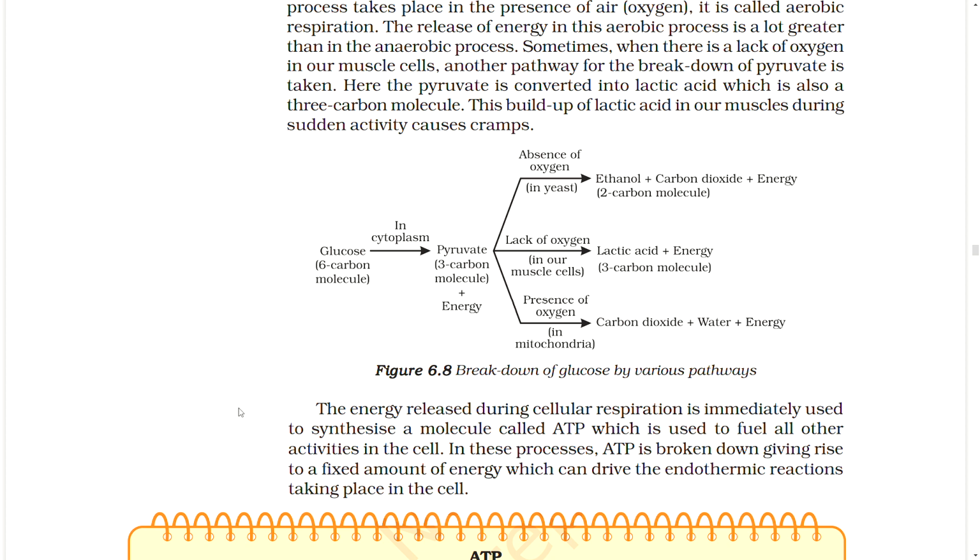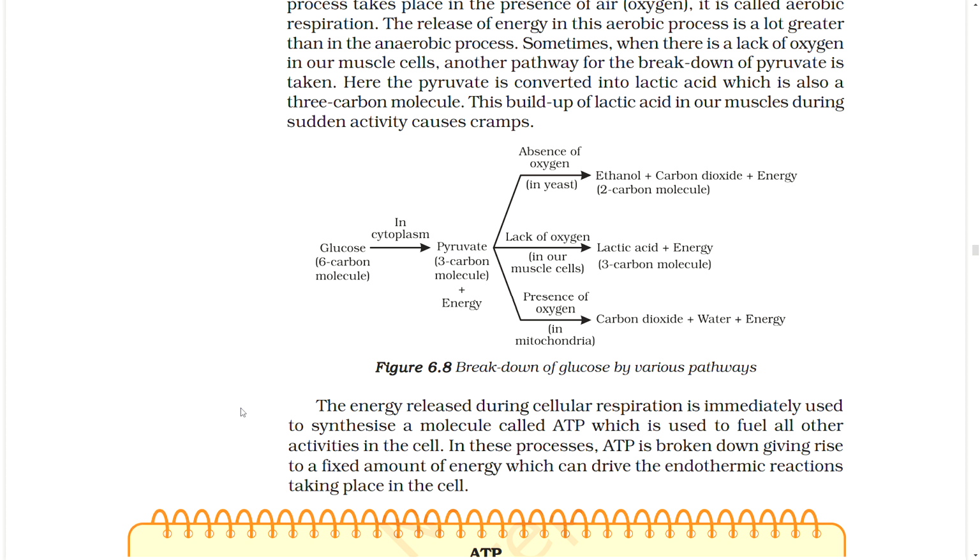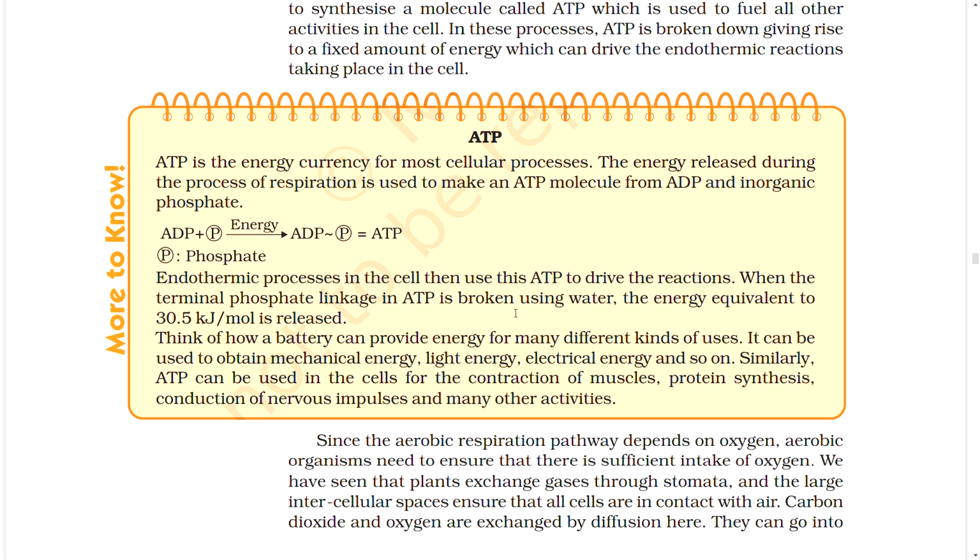The energy released during cellular respiration is immediately used to synthesize a molecule called ATP, which is used to fuel all other activities in the cell. In these processes, ATP is broken down, giving rise to a fixed amount of energy which can drive the endothermic reactions taking place in the cell. ATP is the energy currency for most cellular processes.